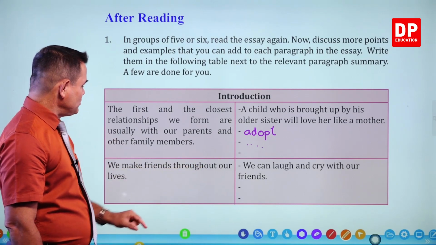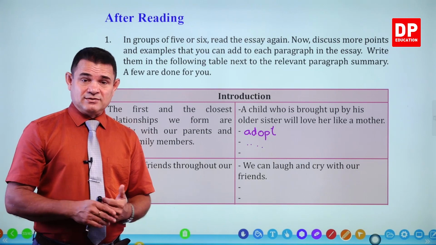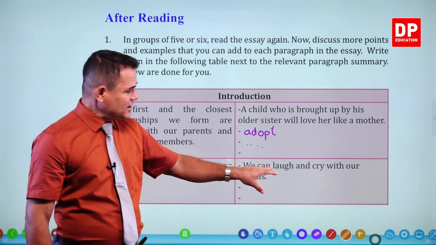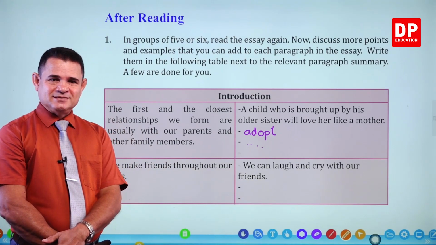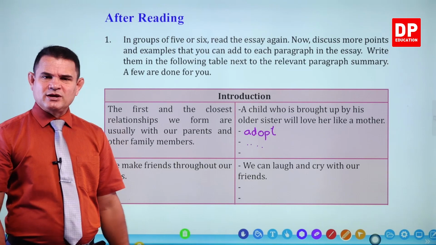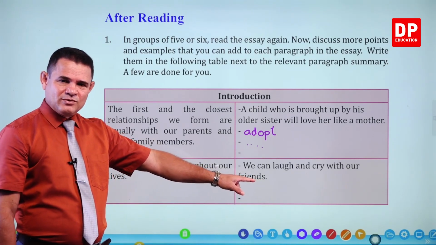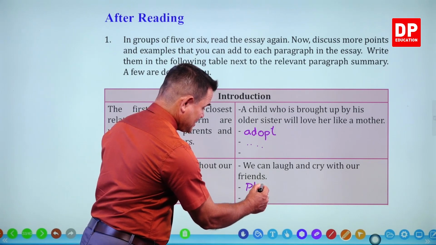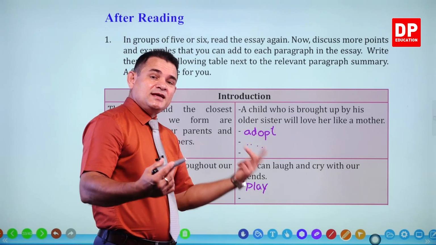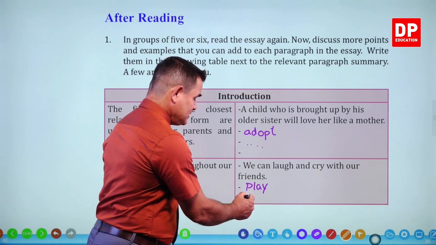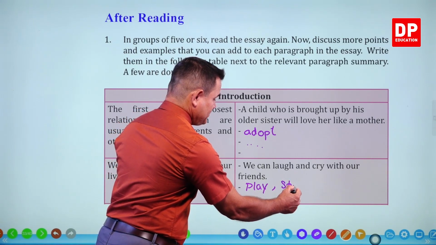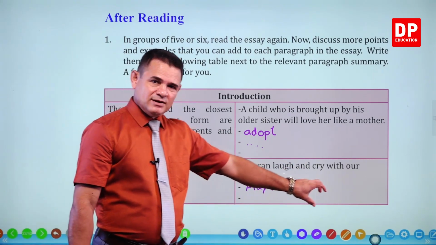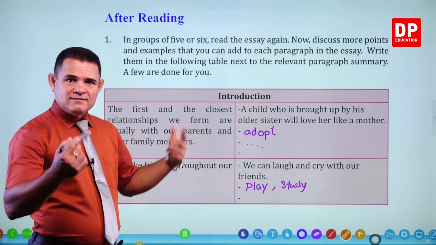And we make friends throughout our lives. අපේ ජීවිත කාලය තුරාම මිතුරන් හදාගන්නවා. ඒකට තව කරුණු මොනවද? We can laugh and cry with our friends. සිනා වෙන්නත් පුළුවන්, අඬන්නත් පුළුවන්. And what are the things that you can do with friends? You can add some more. For example, one is this. Another one, we can play with our friends. We can play any games, yes, play or study. So anything that you can do with your friends, you can include. යාළුවොත් සමග කළ හැකි දේවල් දාන්න පුළුවන්. Or else you can travel, right?